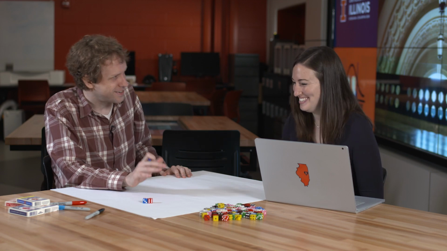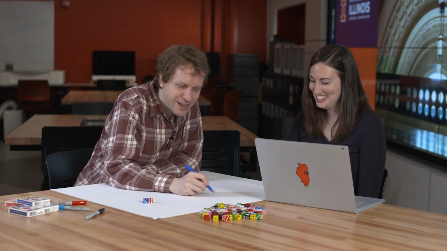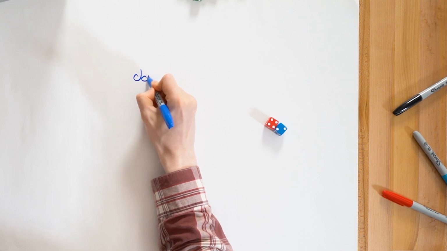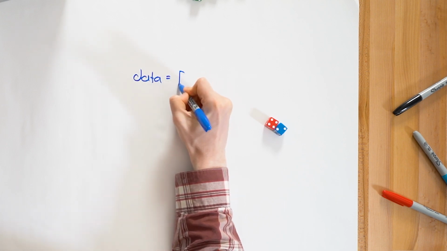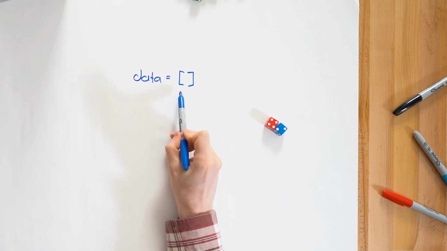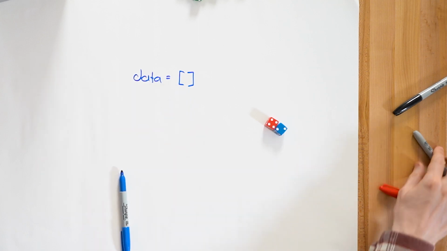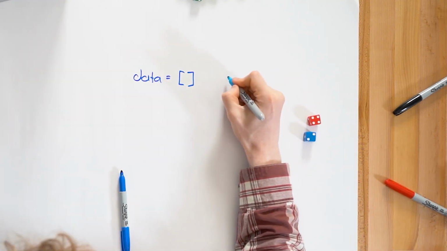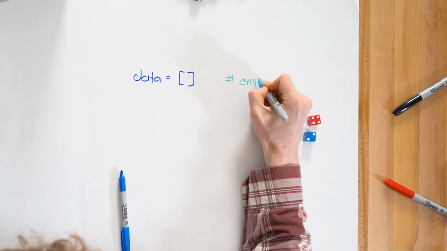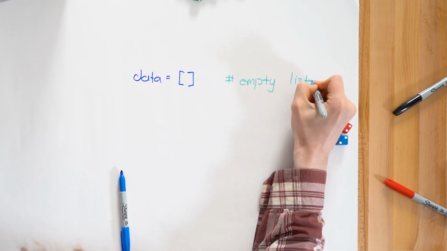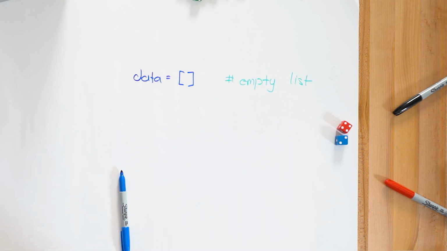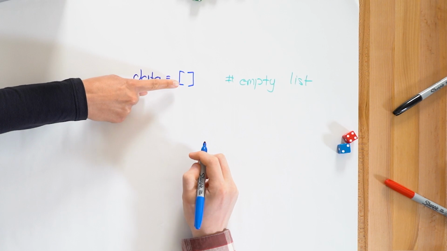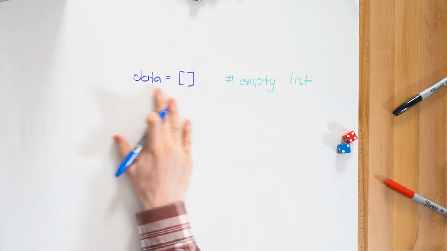So what we're going to do is start collecting data in a variable called data. And we're going to say data is equal to square brackets. And this is a list. So we are going to create an empty list, and we're going to use this list to collect all of our simulation results. And then we want to simulate 10,000 times. So we're going to store all of those 10,000 dice rolls in the single variable data.